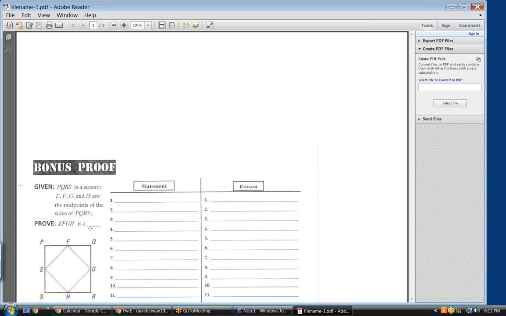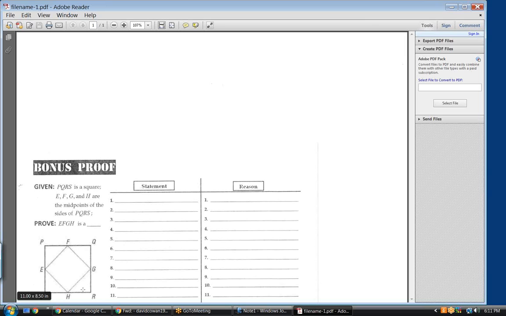Okay. So we have to prove that it's a square. And the way we're going to do that is to prove that we have 4 equal sides. And that each of these is a right angle. And that has to be a square. In other words, if we had merely 4 equal sides, we'd have a rhombus. But if we have 4 equal sides and a right angle at each one, then we have a square. Yeah, that makes sense.